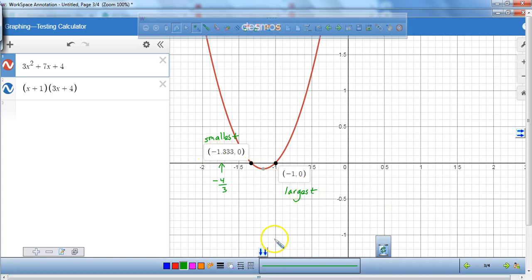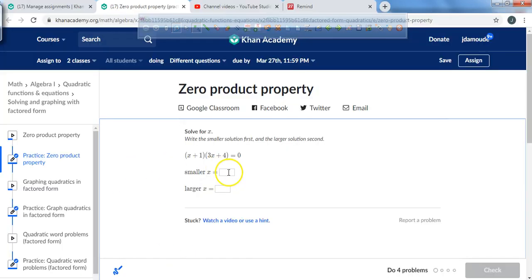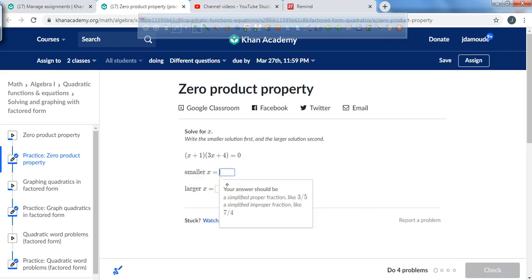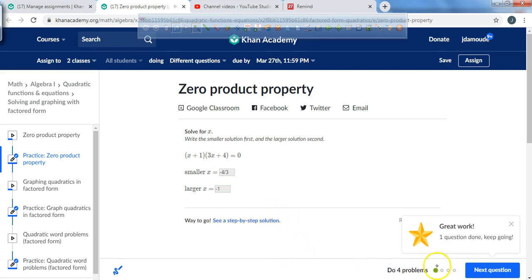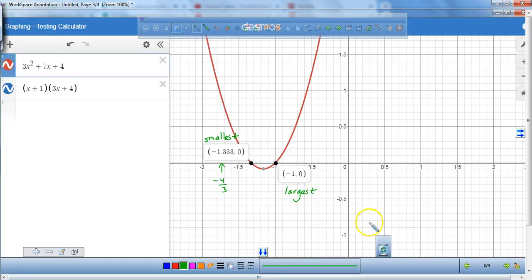So when we're asking for our answers, which right here says which one was the smaller, we're going to type in negative 4 divided by 3. And if it asks us for the larger 0, we're going to type in a negative 1. That's the larger of the two zeros. We're going to type those in, hit check, so you can see it's right. Okay, let's go back to our work real quick.